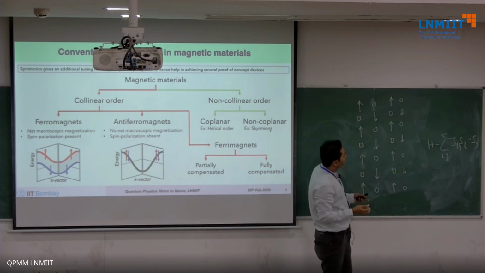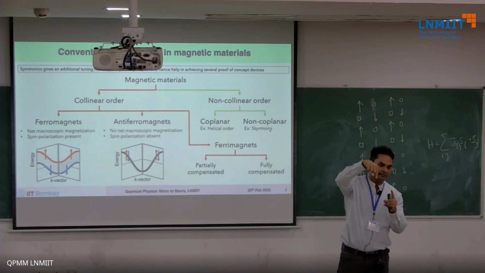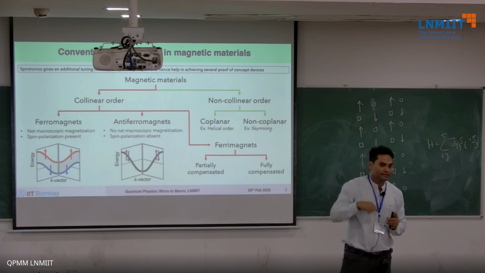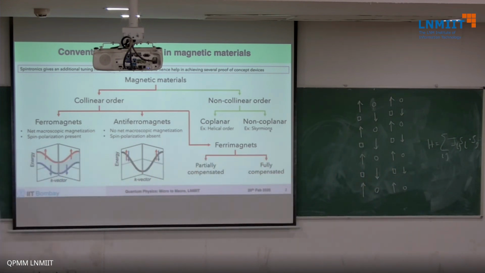Well, the antiferromagnet is more interesting because you have a mirror symmetric band structure, but you won't see mirror symmetry if you have this kind of modification in your simple Ising chains.